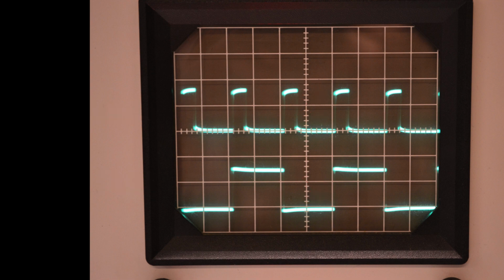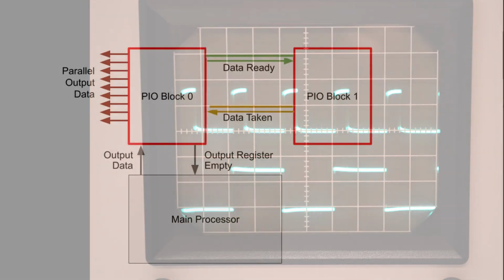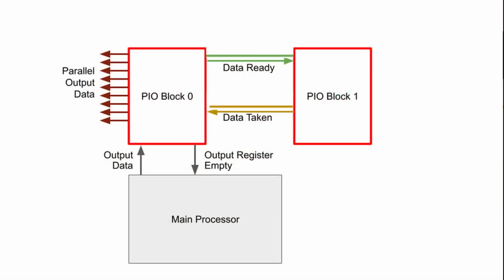I'll cover more about the delay and frequency features of the PIO in a future video. Next, I want to try some handshaking. However, since I don't want to use the 6502 computer to debug the program, I'm going to do something a little wild. I'm going to have the two separate PIO blocks handshake with each other.